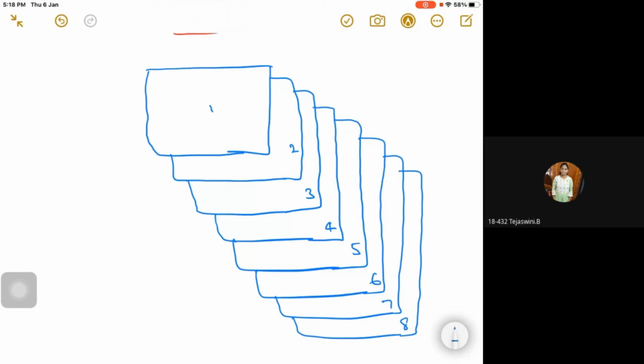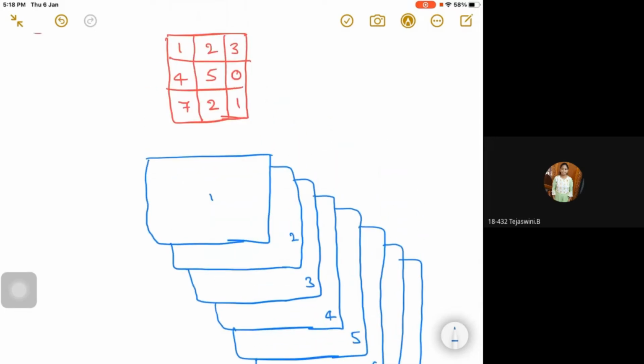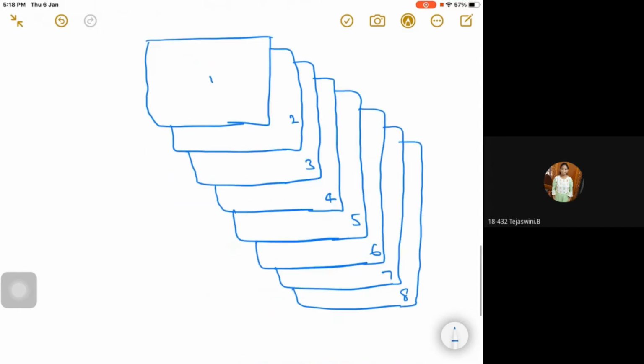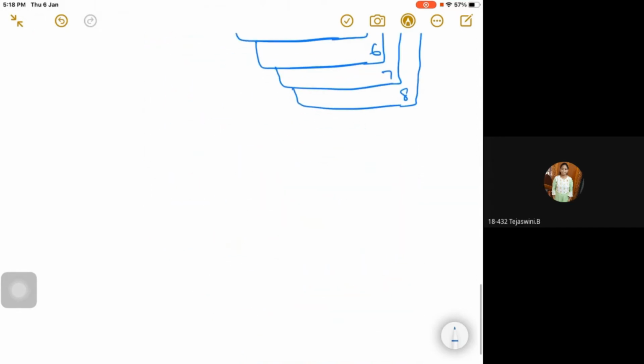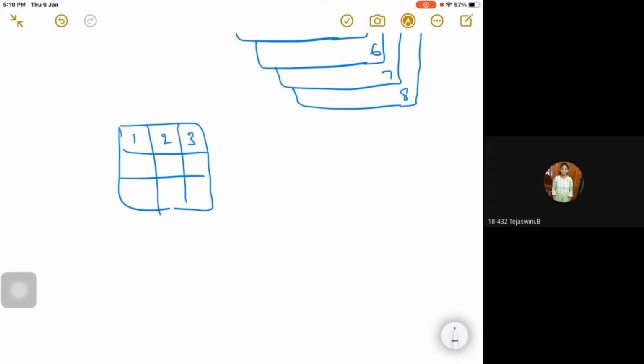Now, here directly the image pixel values are given to us. Then how to make them into different bit planes? For that, let us first consider the image as it is. I am writing the image one more time for your reference. It is 1, 2, 3, 4, 5, 0, and then 7, 2, 1.